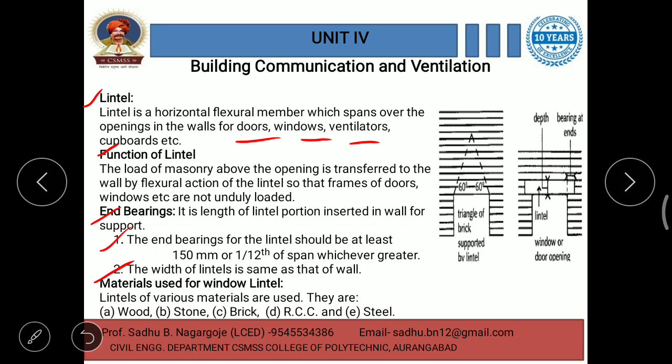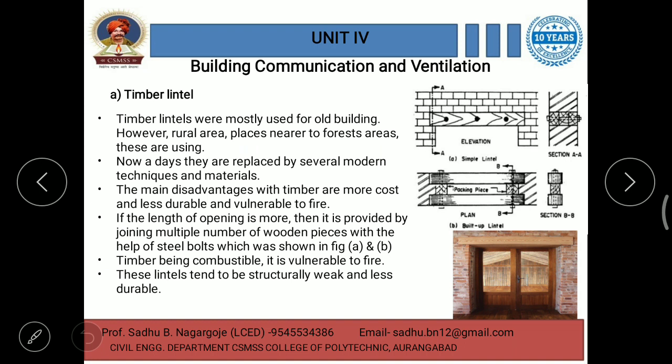The materials used for window lintels are, lintels of various materials are used. They are made up of wood, stone, brick, RCC, and steel. Okay, the first type of lintel, wood lintel or timber lintel. Timber lintels were mostly used for old buildings. Okay, they were mostly used for old buildings.